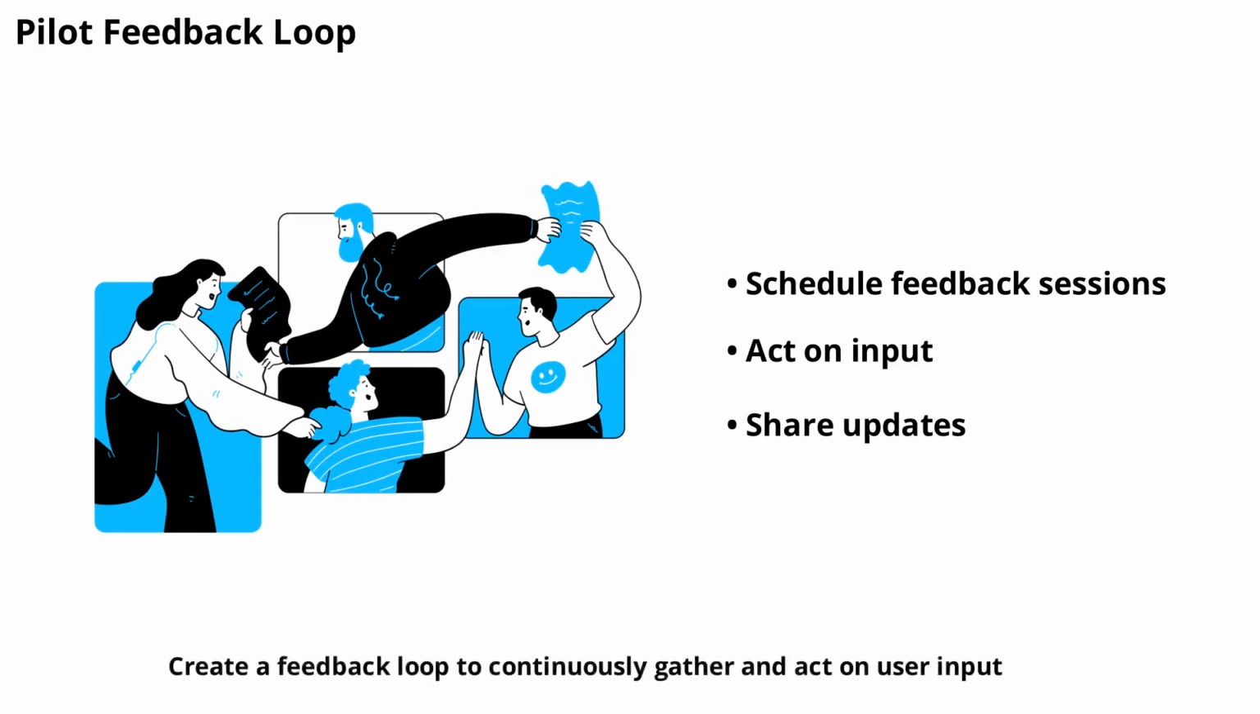Create a feedback loop to continuously gather and act on user input. Schedule regular check-ins, surveys, or feedback sessions. Share updates on changes made based on feedback to show users their input is valued. A strong feedback loop drives engagement and helps you refine the ITSM solution.